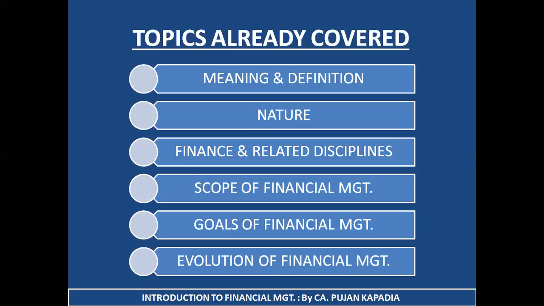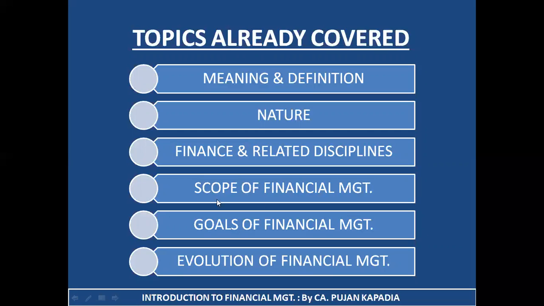The second question was the nature of financial management, that is the characteristics, like it is a universal activity, it is a continuous process, and it is related to all the various disciplines. Third was finance and related disciplines, under which I explained how financial management concepts are used, and how the concepts of various subjects like economics, micro and macro, mathematics, accountancy, and other management fields are used in the calculation of financial concepts.